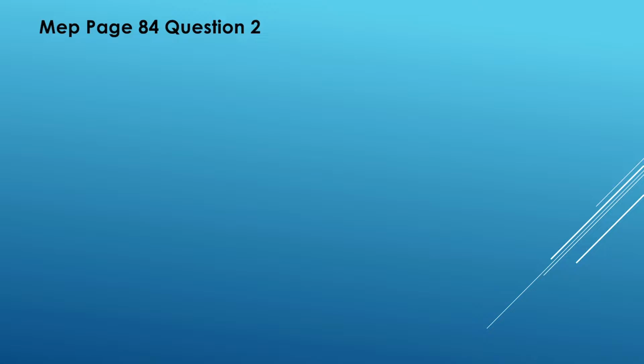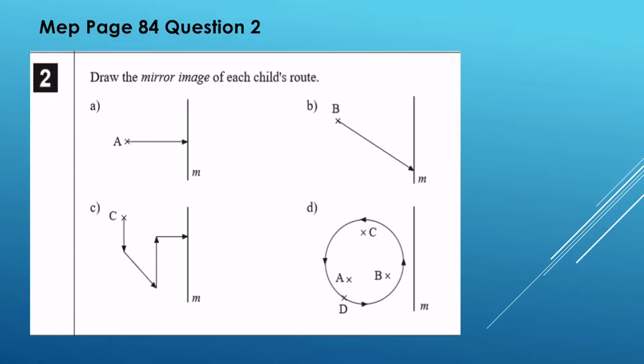Question 2 on page 84. In question 2, they're asking us to draw the mirror image of each child's route. So usually the mirror image means the reflection of the given shape or point or whatever they gave us. So we have parts A, B, C, and D.